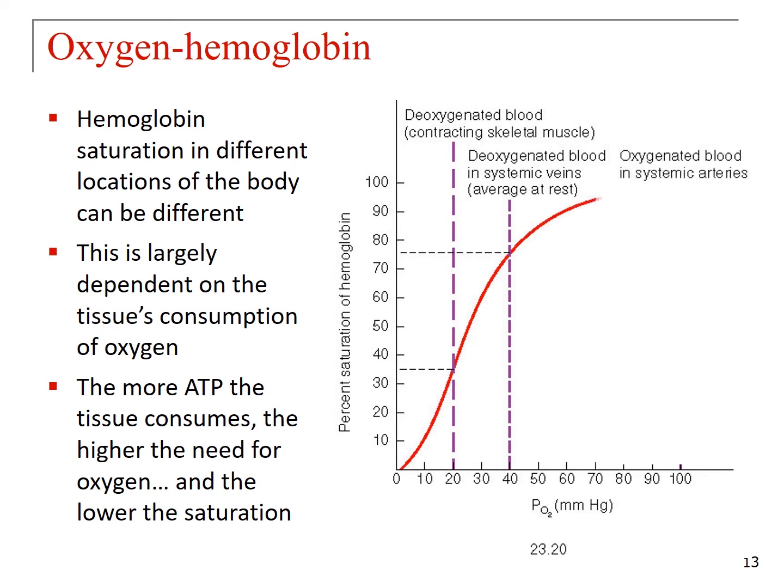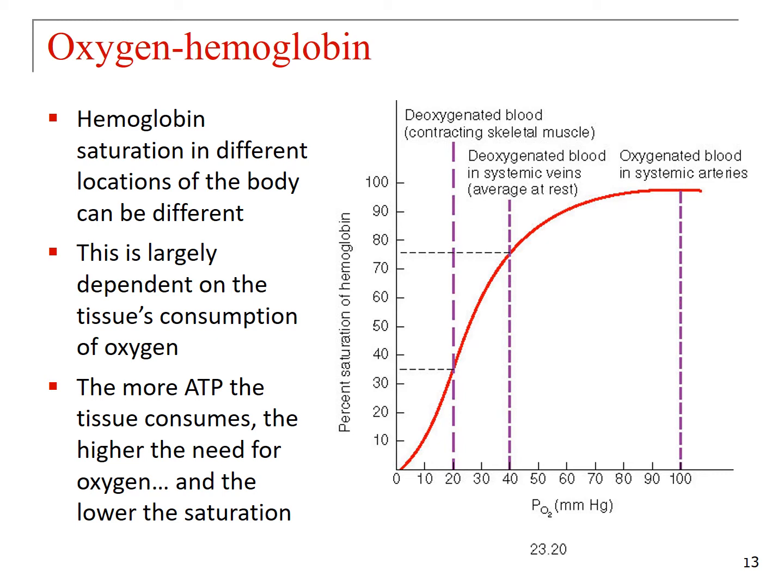Now let's consider oxygenated blood in systemic arteries. So this is the blood that's coming out of your lungs. Your PO2 is actually going to be a little bit beyond 104. And this means that your percent saturation is going to approach 100. It's not quite at 100, but it's pretty close to it.